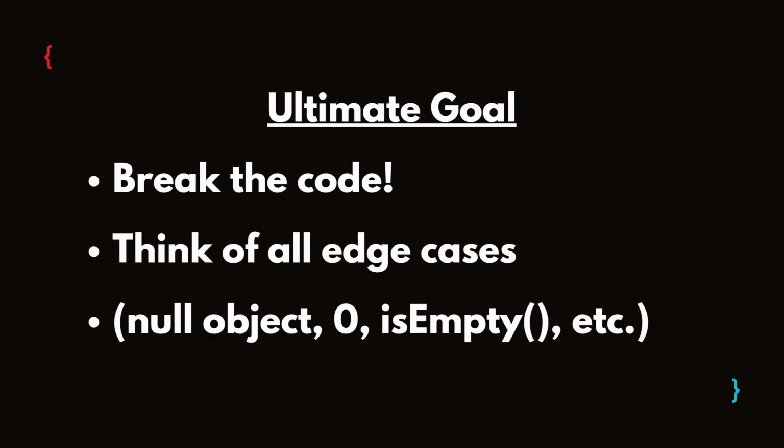Now, the ultimate goal when you're making a JUnit test case is to break the code. You don't want to write bad test cases, which basically make it seem like your code is working perfectly fine, and then later down the line you find a ton of bugs in the system. So you need to be thinking of all your different edge cases. Some of these might be a null object being passed into your method, 0 being passed into your method, or if you're working with a data structure, you need to check, is the data structure empty, right? And there's a whole different list of edge cases that I could talk about.